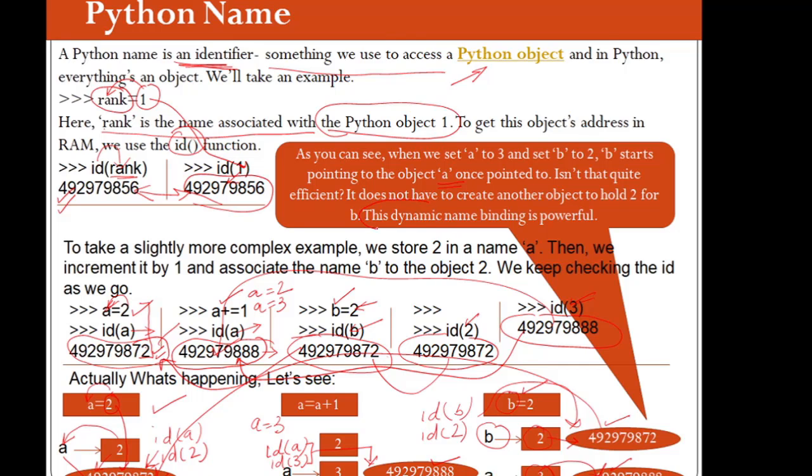So this is dynamic name binding, which is very powerful in Python. So keep in mind the term: dynamic name binding.